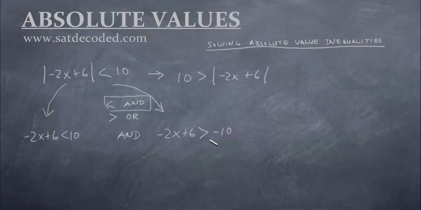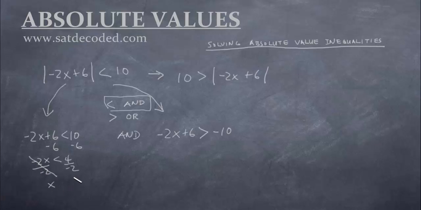Don't forget, there's always two parts right here, flipping the sign and turning it negative. So now I just solve both sides. Okay, so subtracting 6, -2x is less than 10 minus 6, which is 4. Divide both sides by -2 in order to isolate the x. So these cancel each other out.